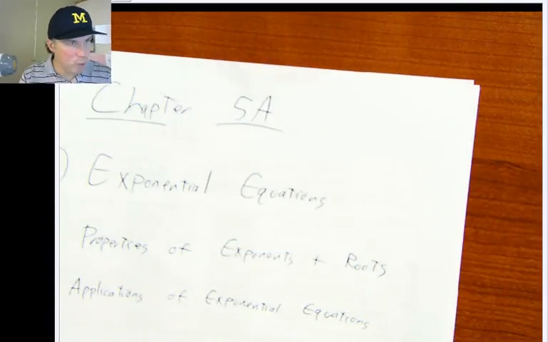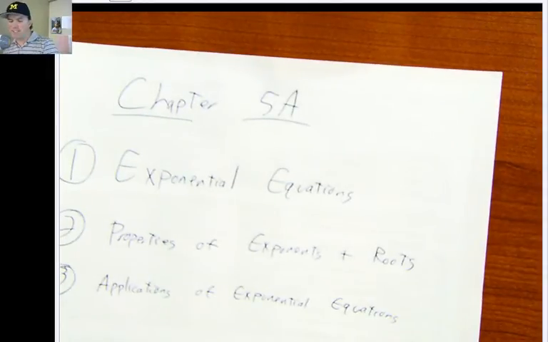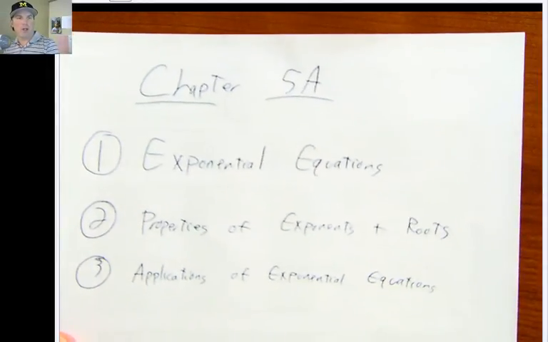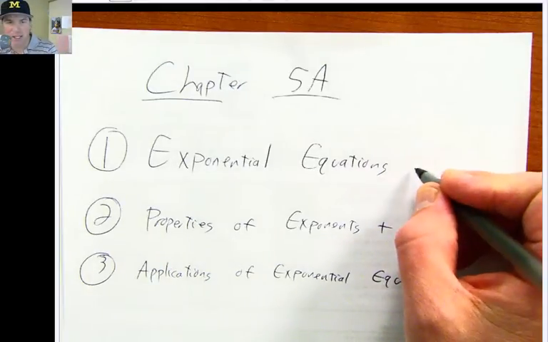So we're starting a new chapter today. Let's take a look at what we're going to do this chapter. Chapter 5 is a very thick chapter, so we're actually going to break it up into two halves, Chapter 5A and Chapter 5B. Chapter 5A is going to be broken into three parts. First, we're going to start doing some exponential equations.